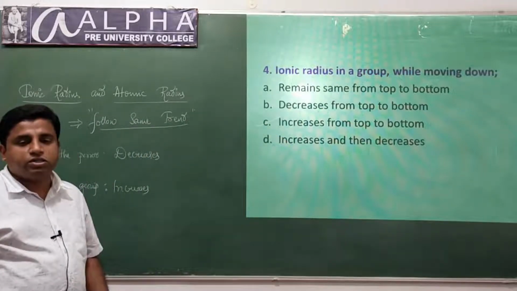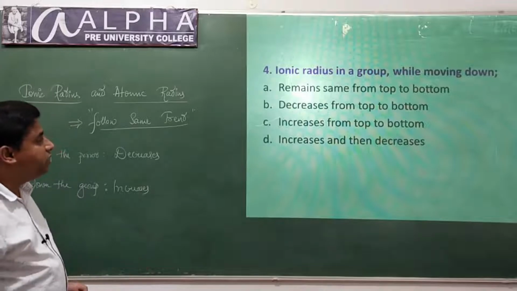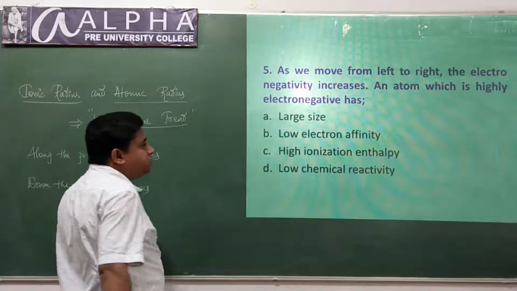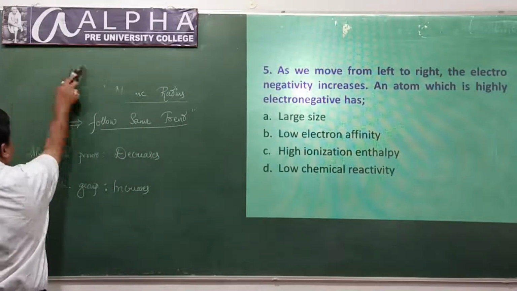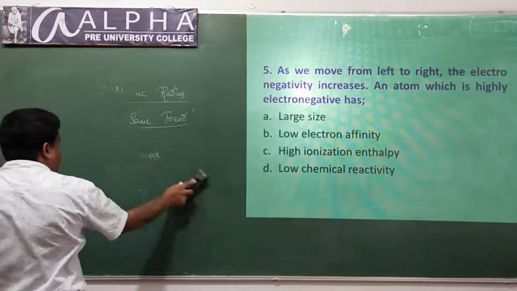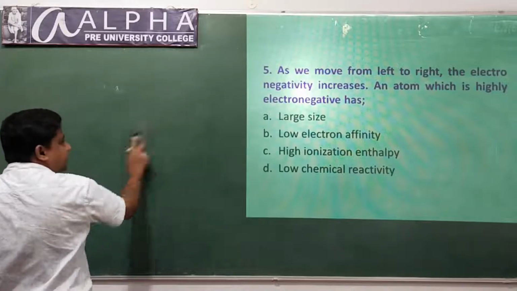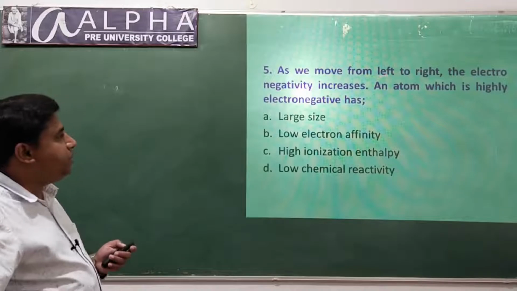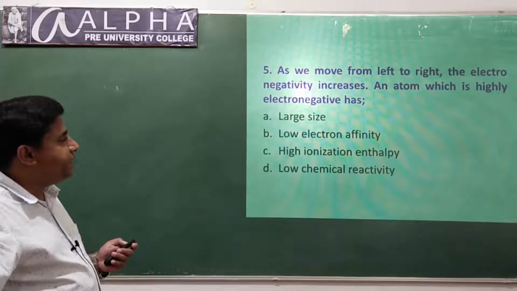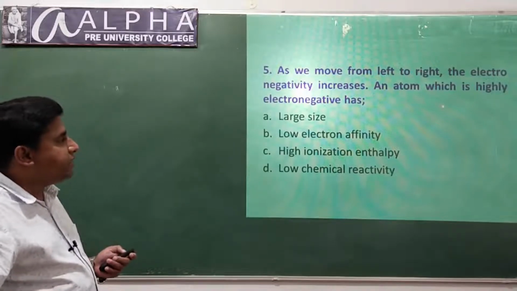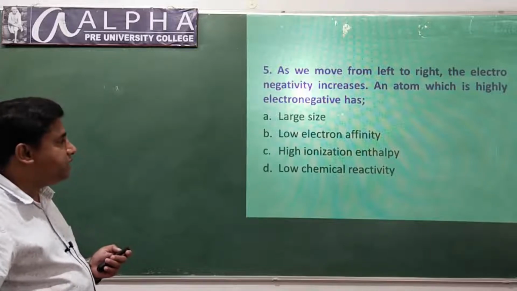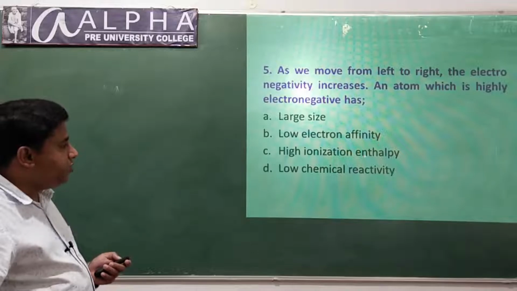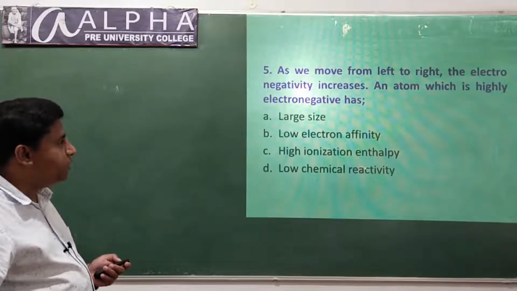Okay, I hope it is clear. Simple? Yes, very good. Okay, next question. Understand the next question. The question says, as we move from left to right, the electronegativity increases. An atom which is highly electronegative has large size, low electron affinity, high ionization enthalpy, and low chemical reactivity.